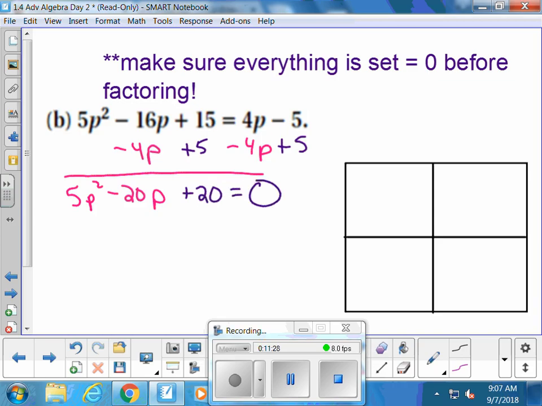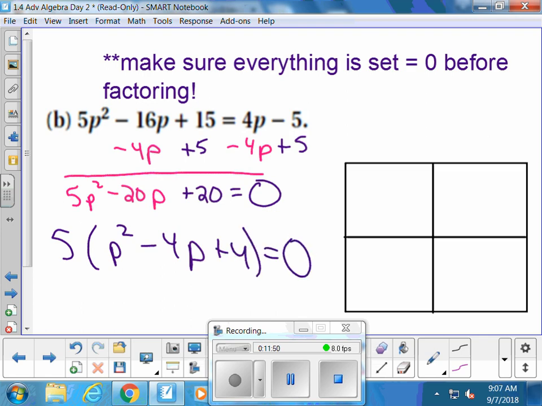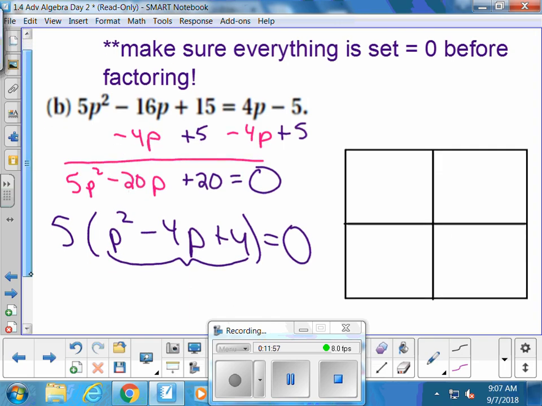And then, before I head to my box, I'm going to check for that common monomial. Is there any common monomial that can pull out front? What is it, Mary? 5. And guess what? Once that 5 comes out front, it's not a box method after all, because -20 divided by 5 is -4, 20 divided by 5 is 4. It's not a box method after all because there's no a value anymore. So these 3, to factor those, we can just use that old-fashioned technique.